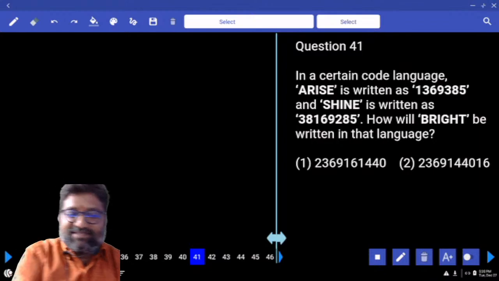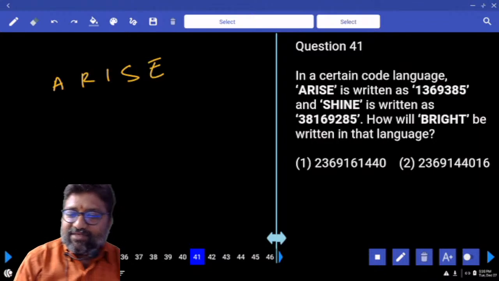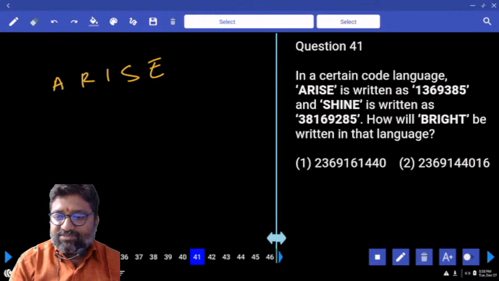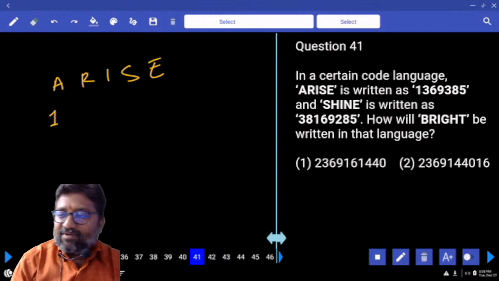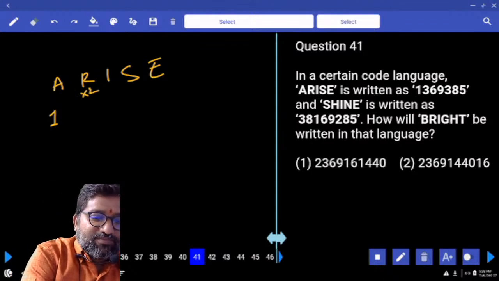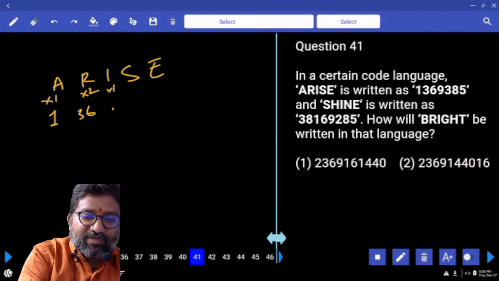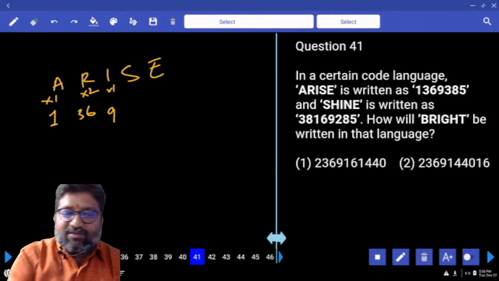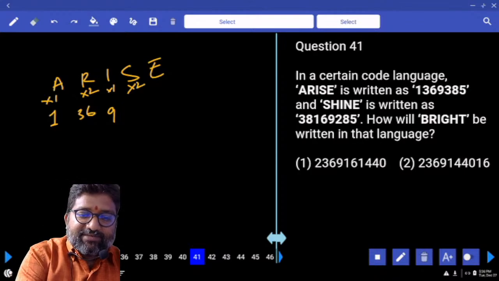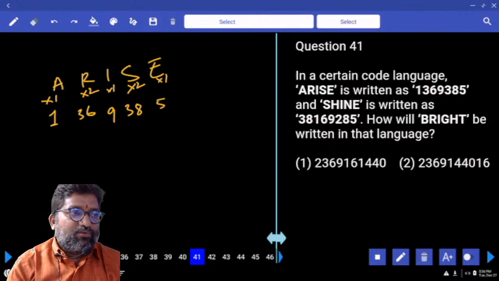Next, ARISE. There are some numbers given to us. This is 1. R is 36, into 2. Then into 1 into 2. 9 is remaining as 9 into 1, 9. 19 became 38, so into 2 is 38. 5 is remaining as 5. I can say this is into 1 into 2 into 1 into 2 into 1.